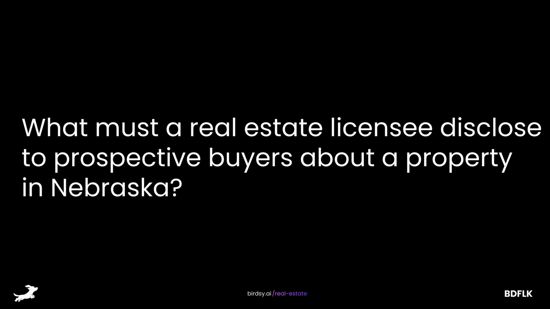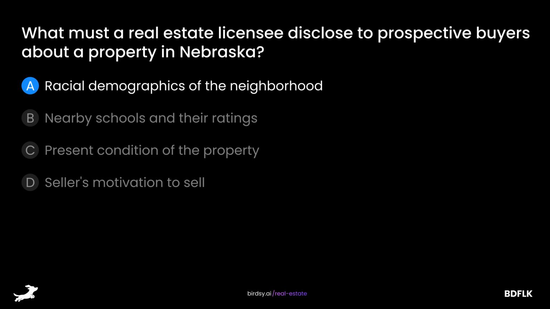What must a real estate licensee disclose to prospective buyers about a property in Nebraska? Is it A, racial demographics of the neighborhood? B, nearby schools and their ratings? C, present condition of the property? Or D, seller's motivation to sell? The answer is C, present condition of the property.